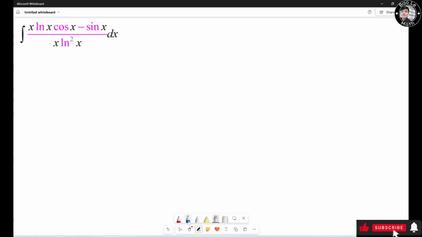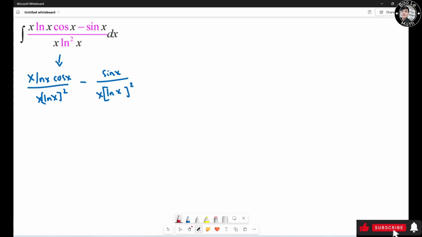The antiderivative of s times natural log of s times cosine s minus sin s over s times natural log of s all together squared ds. Alright, so go ahead and split this into two fractions to see what happens. So it's going to be s times natural log of s times cosine s over s times natural log of s all together squared, right? Minus sin s over s times natural log of s all together squared, right?